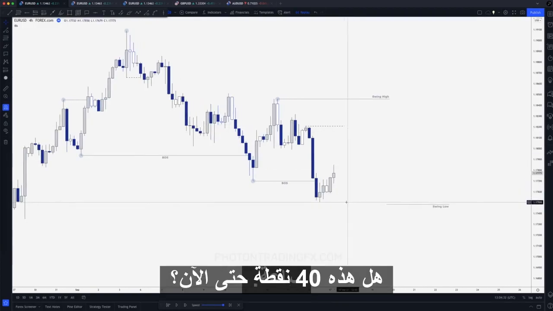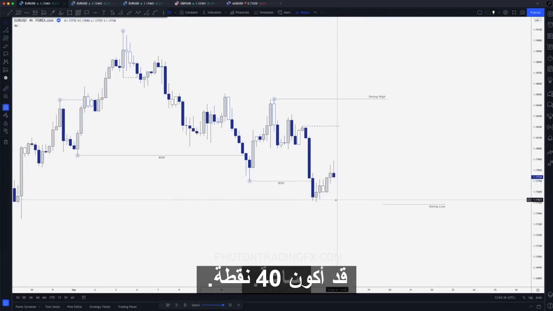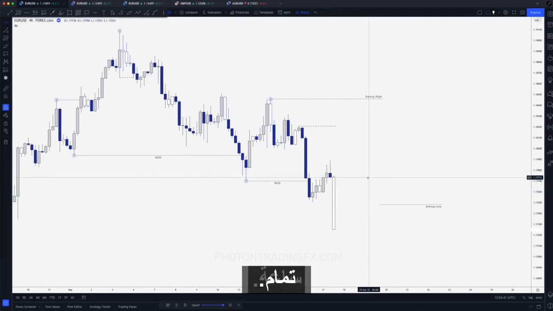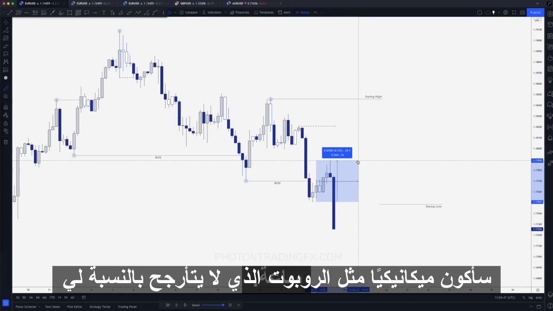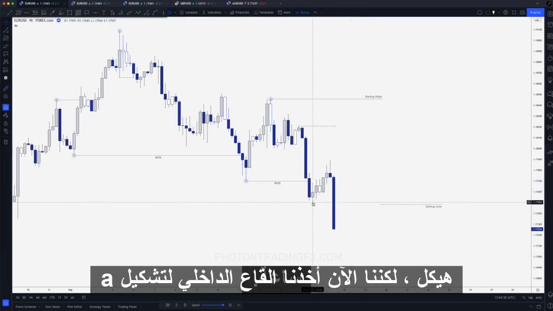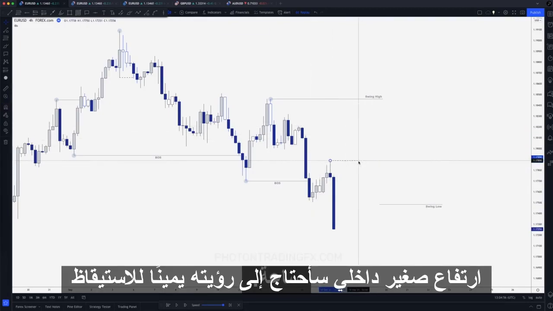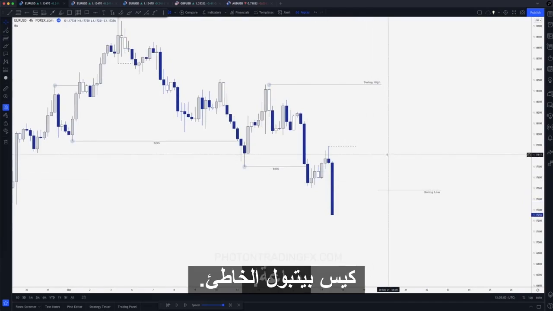Okay, so let's have a look. Is this 40 pips yet? Not quite yet. That might be 40 pips. Not quite yet. Okay, boom. Let me just double check that. Okay, 38.4 pips. I'm going to be as mechanical as a robot. That for me is not swing structure. But we have now taken out the internal low to form a lower low. So now we move this line down because this becomes our nearest internal lower high that I would need to see go, right, to get that bullish chalk. Okay, but we have not had a swing low yet because we have not had a 40 pip pullback, right?